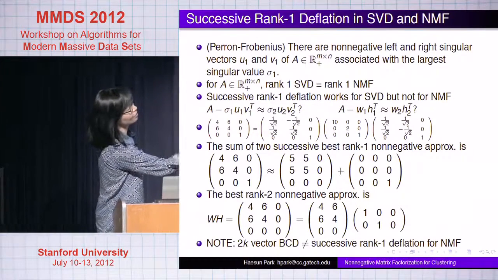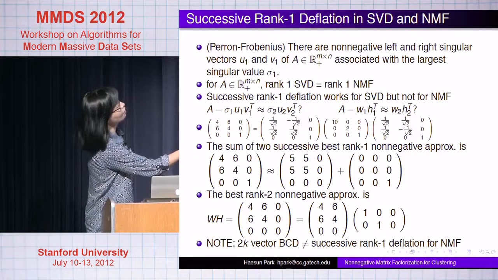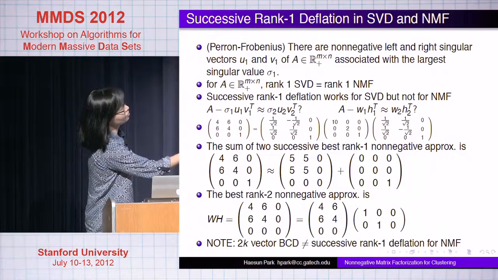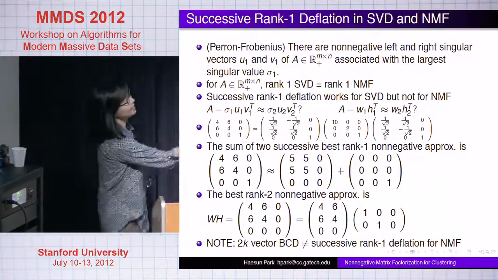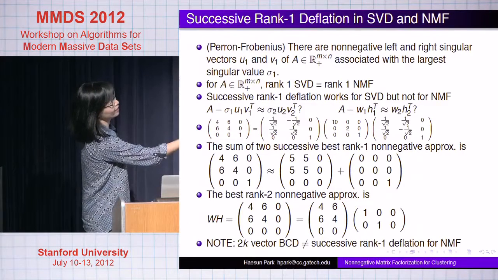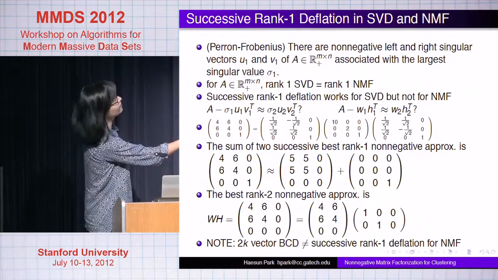You cannot do successive rank 1 approximation. First of all, A might be non-negative, but after the first step, this residual matrix is not necessarily non-negative. So we cannot necessarily find non-negative vectors that are like SVD.